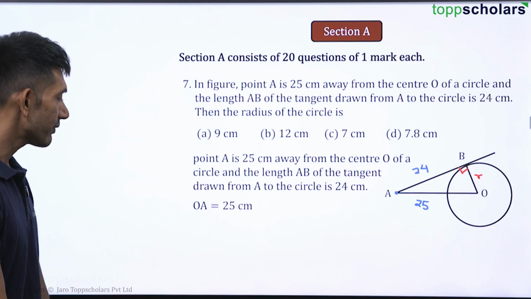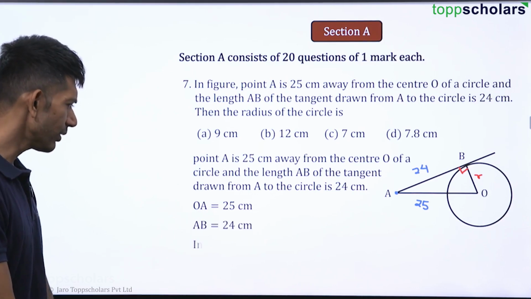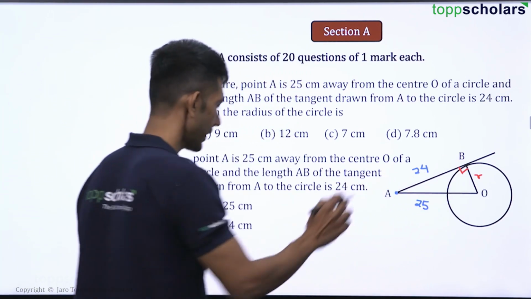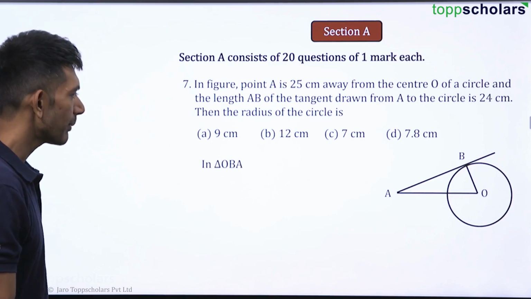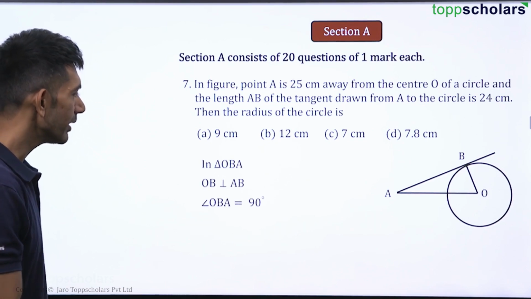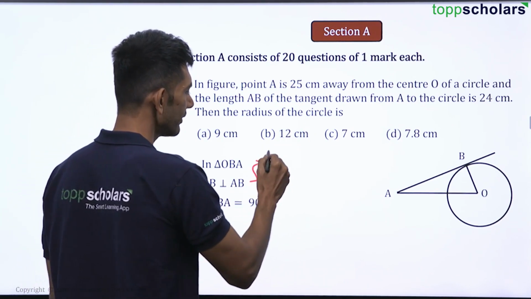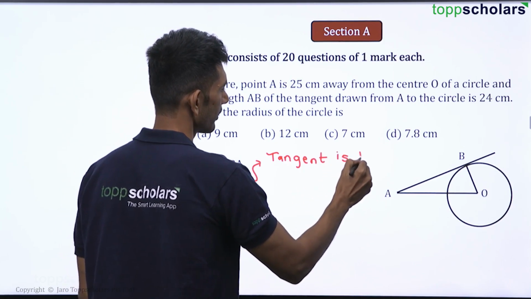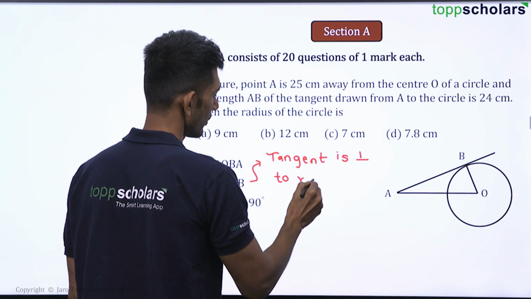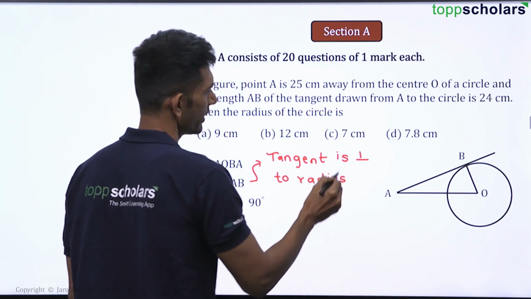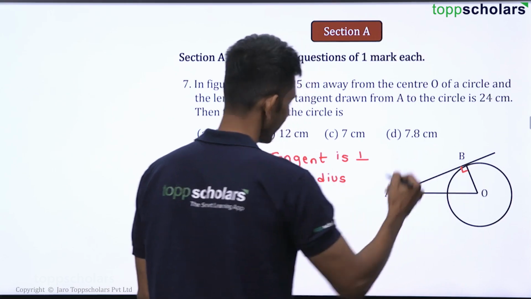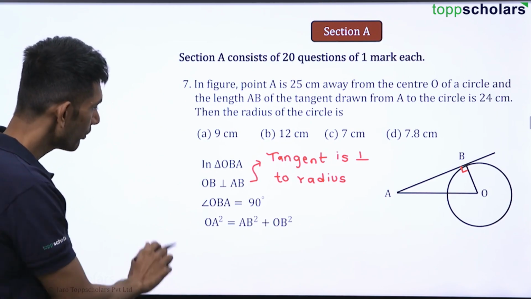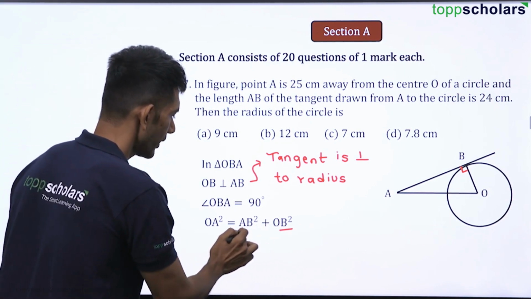So OA is 25, AB is 24 and in triangle OBA, right? In triangle OBA, we can apply Pythagoras theorem. OB is perpendicular to AB. Please write down the reason. Always write down the reason. Tangent is perpendicular to radius, right? So tangent is perpendicular to radius. That is the reason. Angle OBA is 90 degree. So can I apply Pythagoras theorem? Yes. OB square plus AB square is equal to OA square.